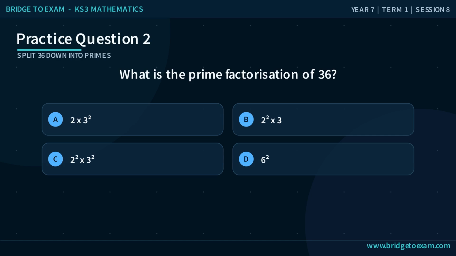Practice question 2. What is the prime factorization of 36? Option A is 2 times 3 squared. Option B is 2 squared times 3. Option C is 2 squared times 3 squared. Option D is 6 squared. Pause the video and split 36 down into primes.